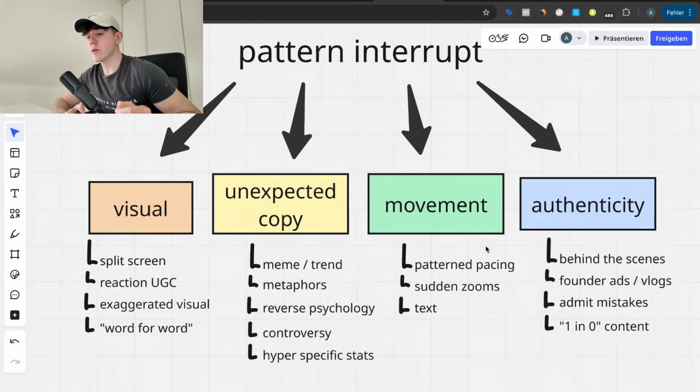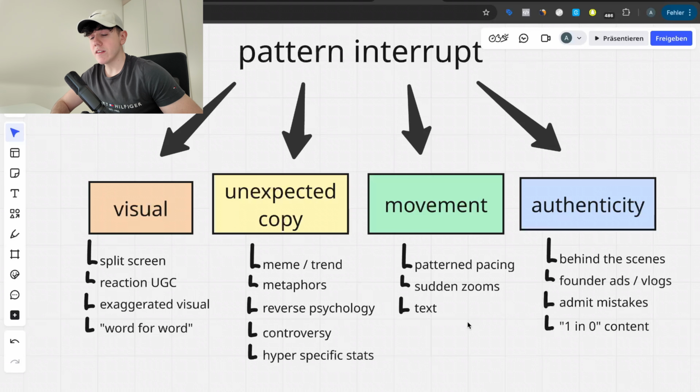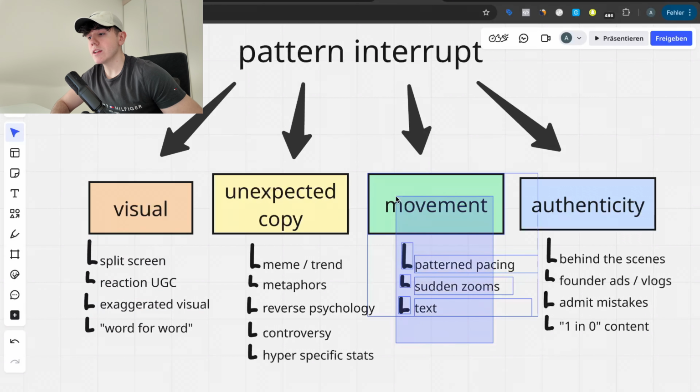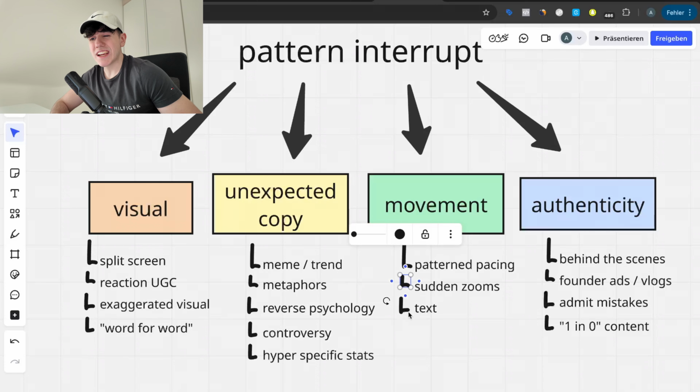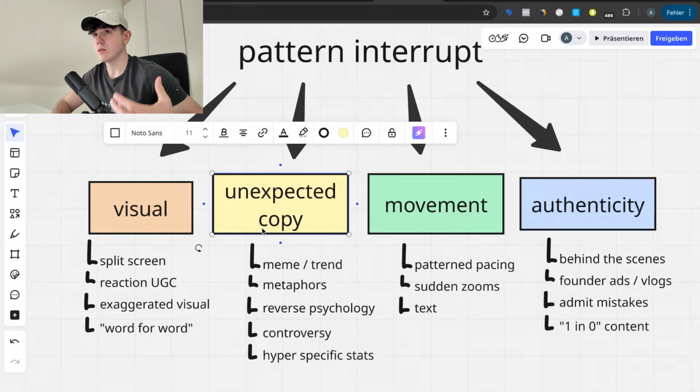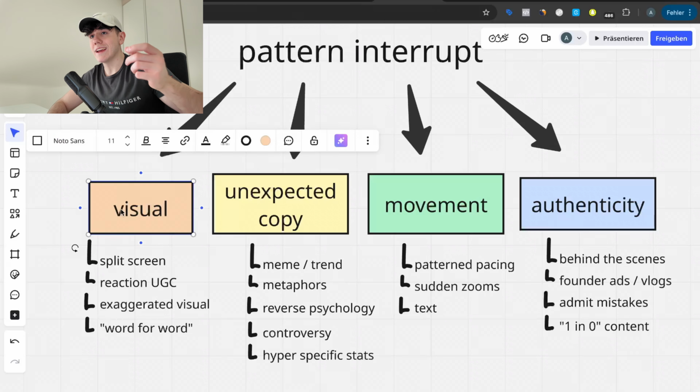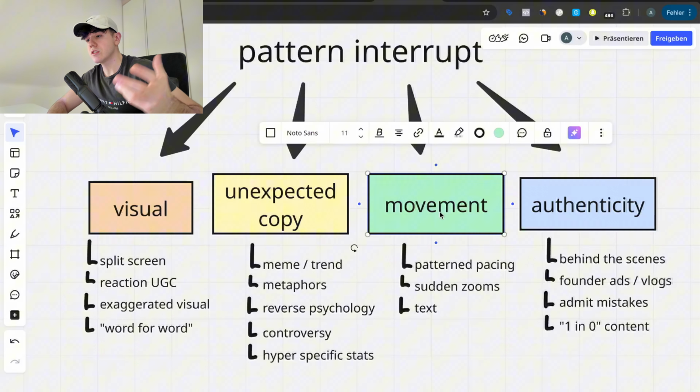All right, so the next pattern interrupt that is super important to know and to implement into your ads is actually the movement, right? And so this is kind of tied and connected to the visual portion of everything, but specifically of how you connect the clips with each other, and how you, once again, without really changing anything from the copy or the actual build up or setup of the ad, and also not really the visual logic. This is actually just the editing.